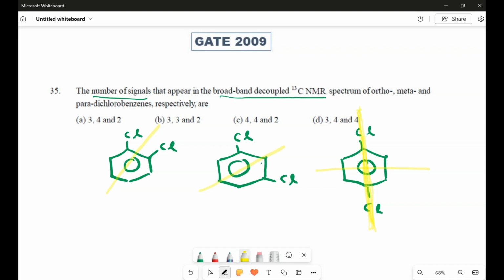So I can cut this molecule in 2 ways. So like this, and then both perpendicular planes I can cut. Now count the number of carbon. So I have a carbon here. So these are CH, CH, CH, and CH.